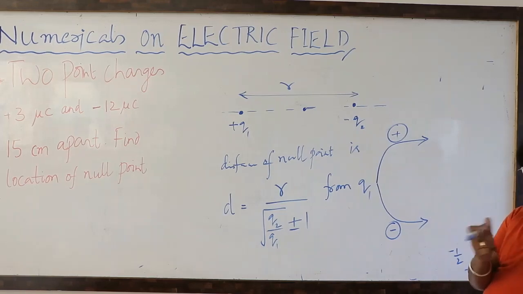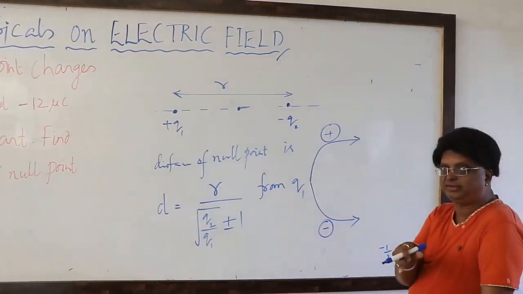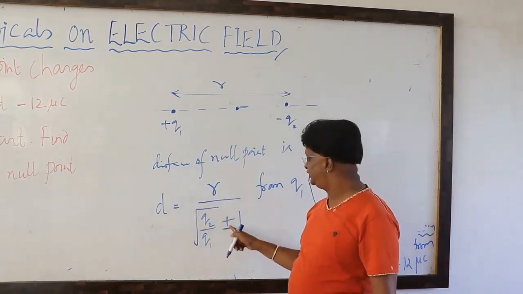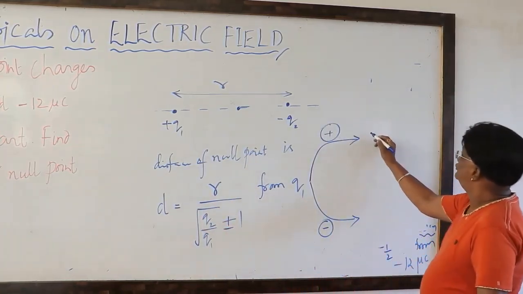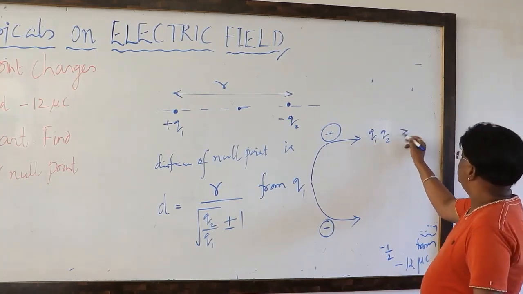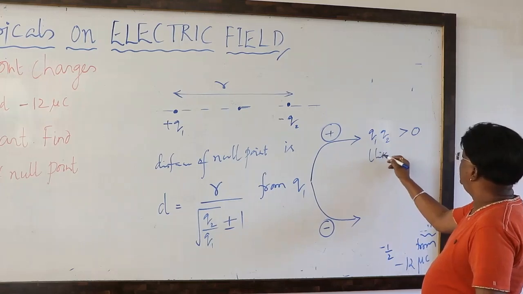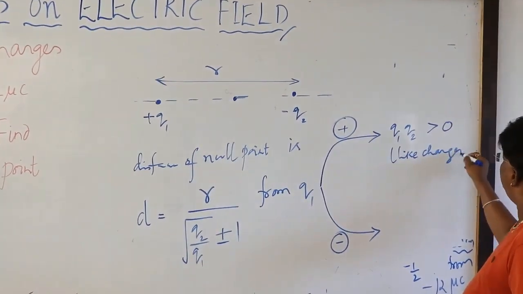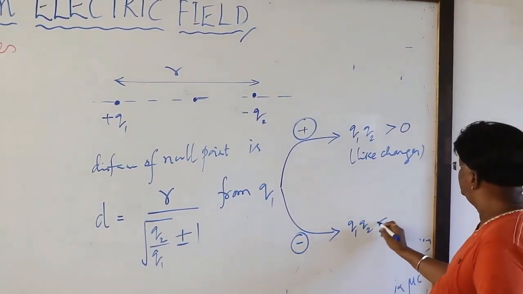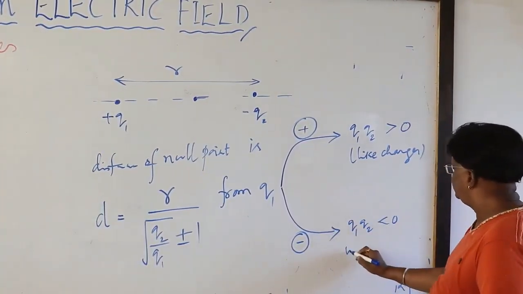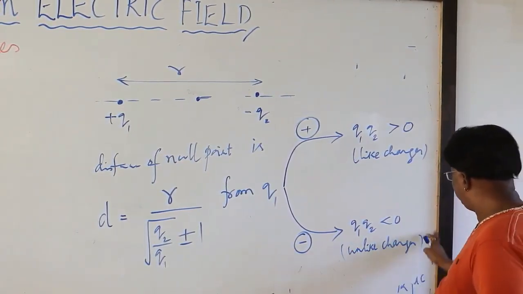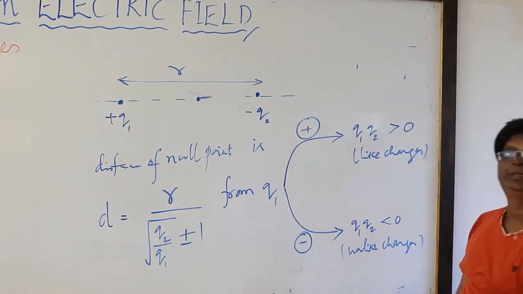Earlier we said in between. When do we get it? Between the two charges. Between the two charges means D less than R you will get. Therefore, that is why you will get plus 1. So for Q1 Q2 greater than 0, that is what I mean by like charges, both positive, both negative. And here it is Q1 Q2 less than 0. That is unlike charges.